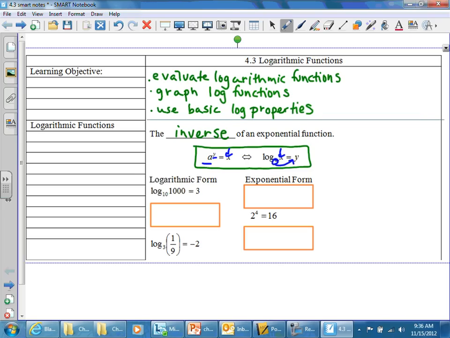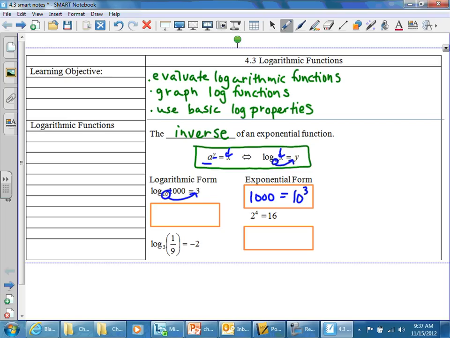So let's see if we can't switch back and forth between log form to exponential form. So right here, if I have log base 10, that 10 is going to come around, pop up the 3, and the only thing you're left with now is 1,000. And is that correct? Yeah, 10 cubed is 1,000.